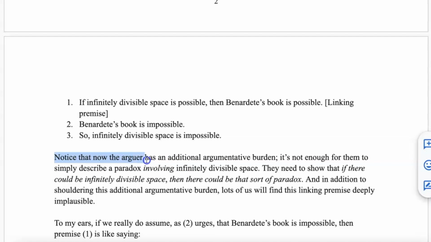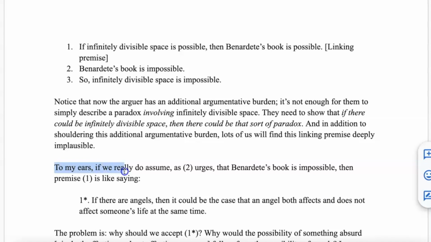Notice that now the arguer has an additional argumentative burden. It's not enough for them to simply describe a paradox involving infinitely divisible space, right? They need to show that if there could be infinitely divisible space, then there could be that sort of paradox, or then there could be that sort of book. And in addition to shouldering this additional argumentative burden, lots of us will find this linking premise deeply implausible. And I'm in that camp.